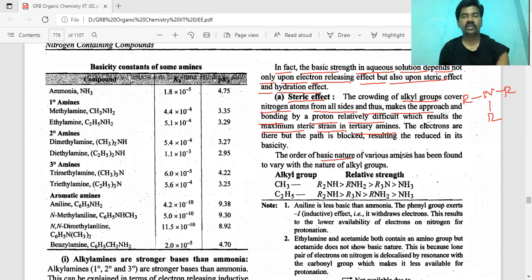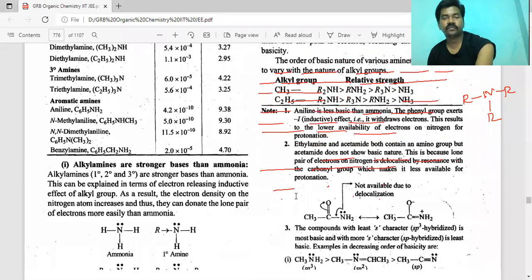So the order of basic nature of various amines has been found to vary with the nature of alkyl groups. For the alkyl group CH3, the relative strength is R2NH, then RNH2, R3N, and least NH3. For C2H5, it is R2NH, then R3N, RNH2, then NH3. So both are the same, but one is different here. In case of C2H5, R3N comes before RNH2, and in case of CH3, RNH2 comes before R3N. Okay, so we shall move further.